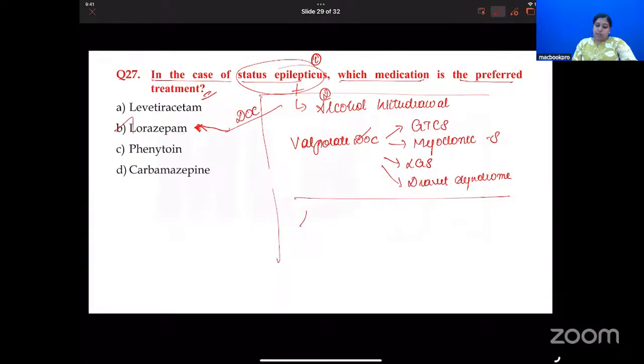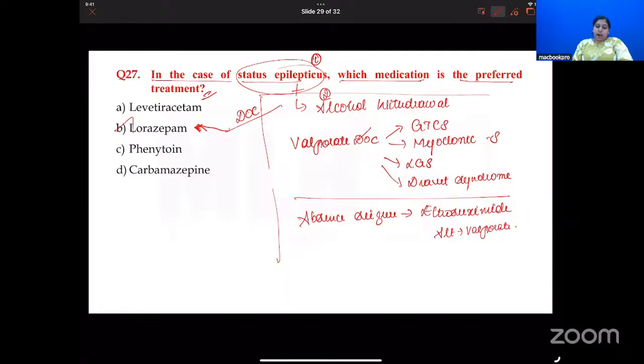In case of absence seizure, what is the drug of choice? Answer in the chat box. Remember ethosuximide. Ethosuximide is a drug of choice in case of absence seizure. Alternative drug is again valproate.